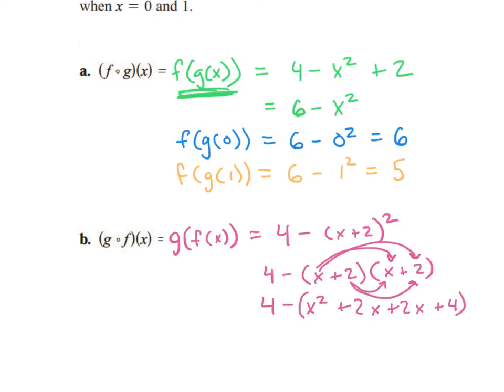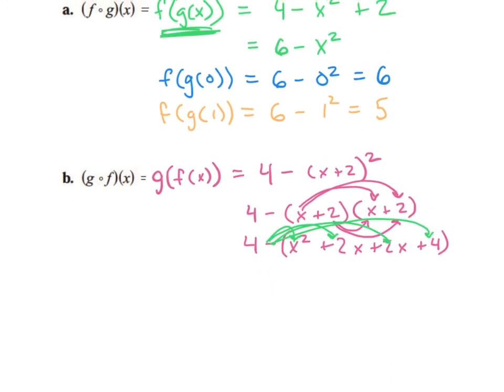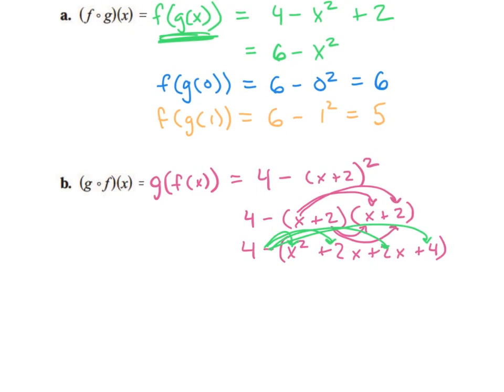All of this is in parentheses, and this negative distributes to everything inside. So we have this negative times x squared, negative times 2x, negative times 2x, and negative times the 4. So we just need to distribute that negative to everything inside our parentheses. So this becomes 4 minus x squared.